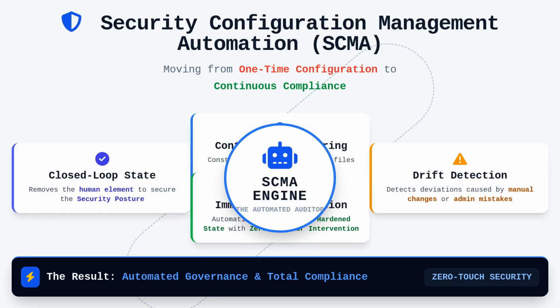If a system configuration drifts from the hardened standard, perhaps due to an accidental manual change or an administrative mistake, SCMA automatically detects this deviation. It then takes immediate corrective action to revert the configuration back to the hardened state without requiring operator intervention. This closed-loop mechanism is the cornerstone of continuous compliance, as it effectively removes the human element from the equation of maintaining security posture in day-to-day operations.